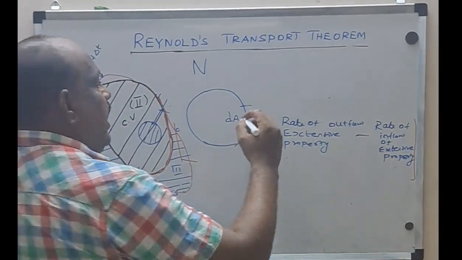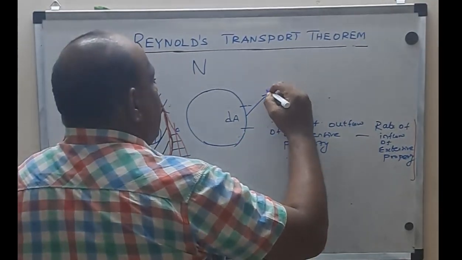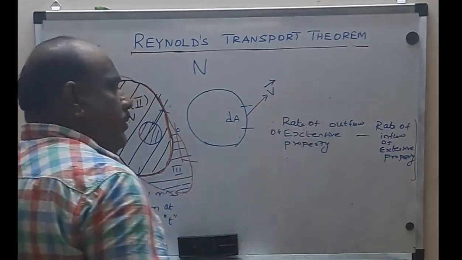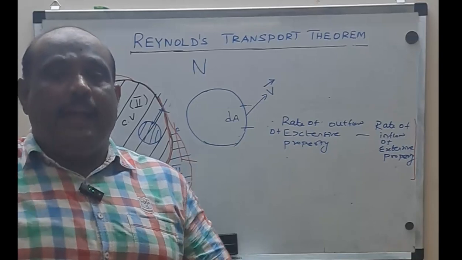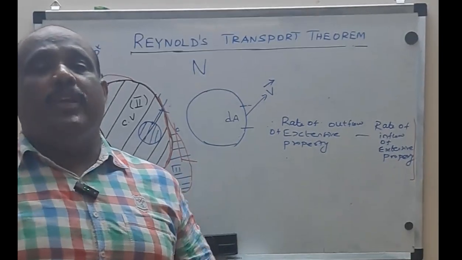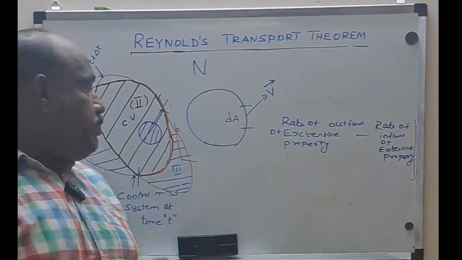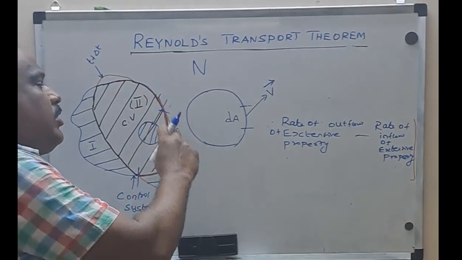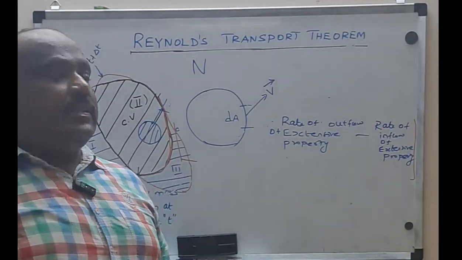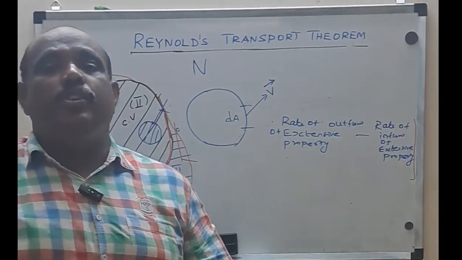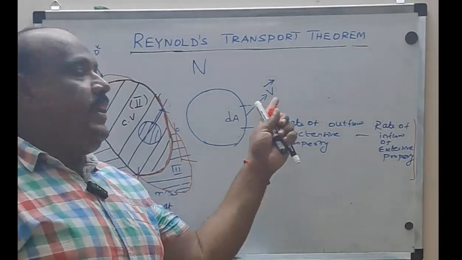So that velocity, I can call it V bar. I am telling that some essential property is coming out of the control volume through the control surface. Out of this control surface, I am going to take an elemental control surface, that is dA. Now, it's coming out means it should come with some velocity. Let the velocity be V.